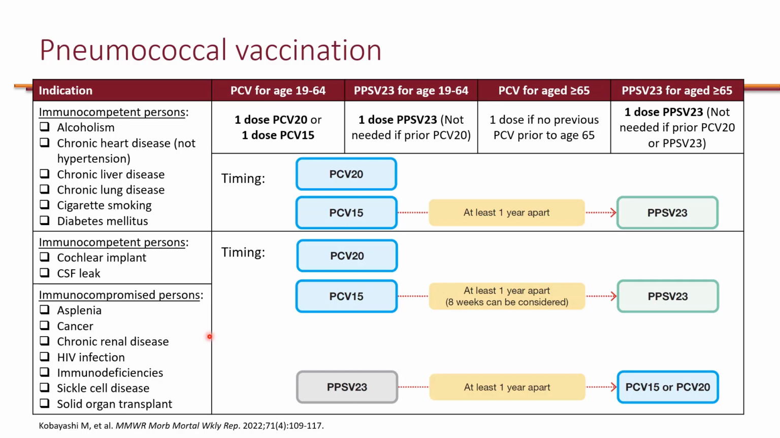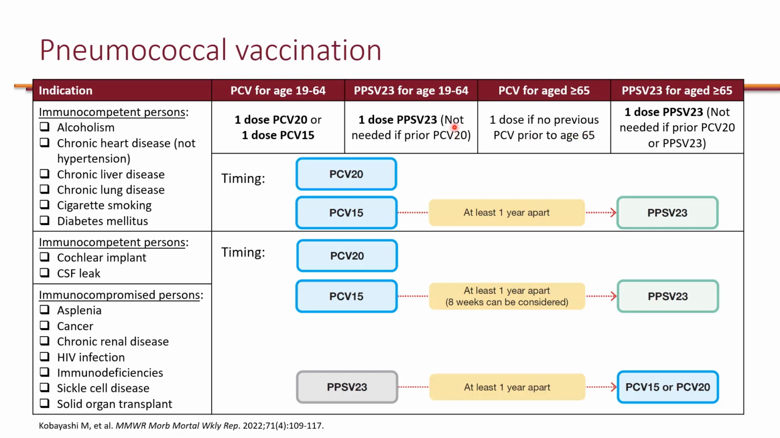Now, as before, if for whatever reason they had happened to get the PPSV23 first, then you just have to wait 1 year to give them either PCV15 or PCV20, whatever they choose. Once you give this vaccination, they're done. So once they turn 65, if they have received this, there's really no need for them to get another vaccine.